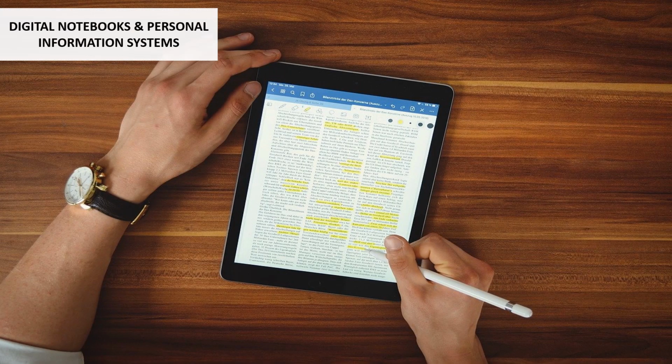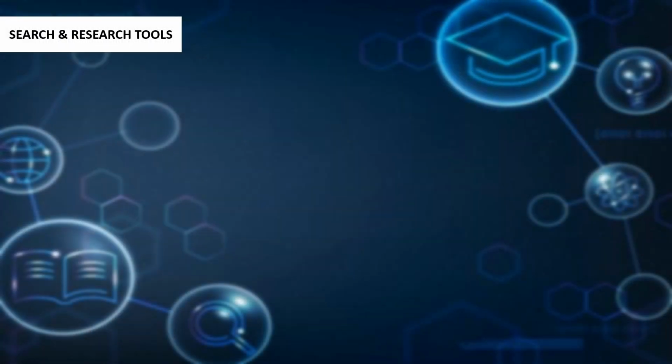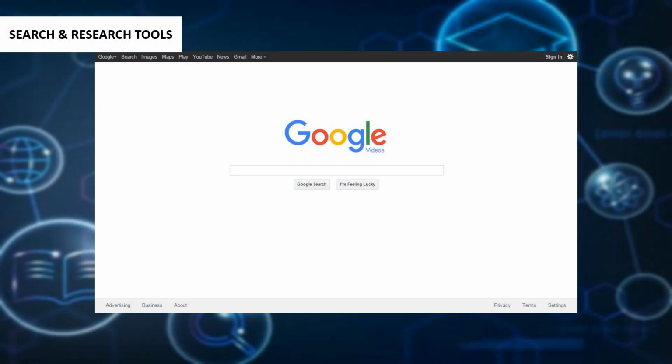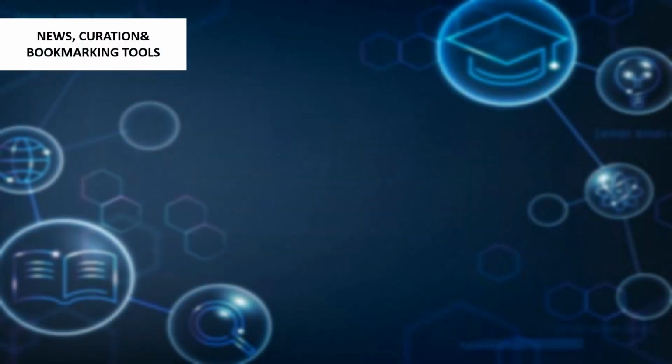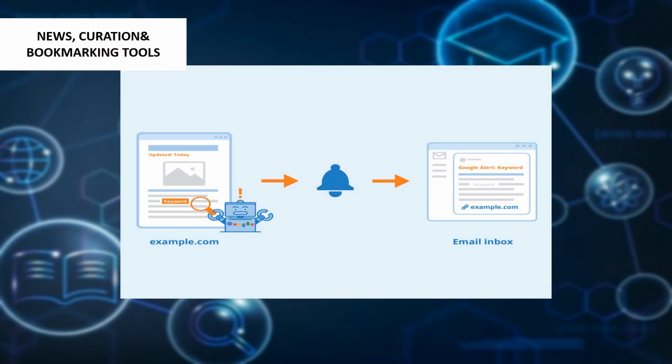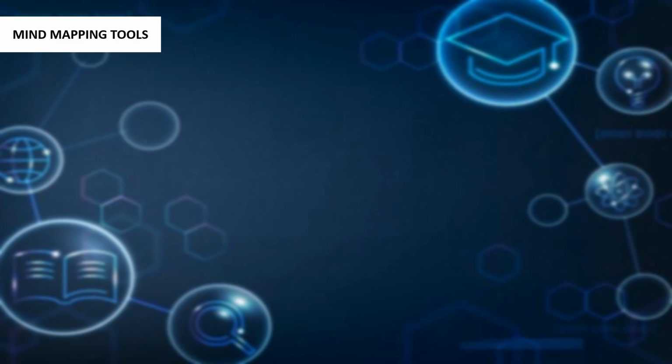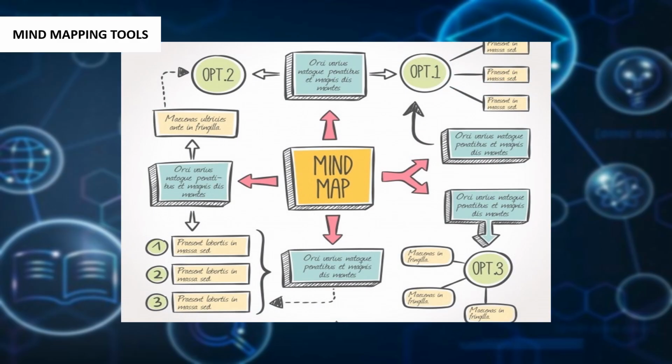Friends, again digital notebooks and personal information systems. For searching anything on the internet, we have search and research tools. For curation, news curation and bookmarking tools are available. Then another important tool is the mind mapping tool, just to make students create some map related to the concept they are learning. For that, mind mapping tools or concept mapping tools can be used. So, this is also very important. Again, these are some of the technologies which we can use.